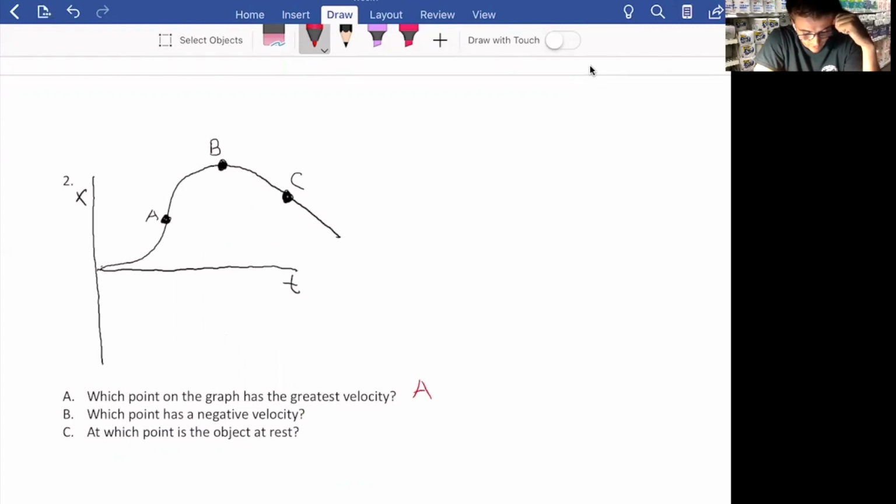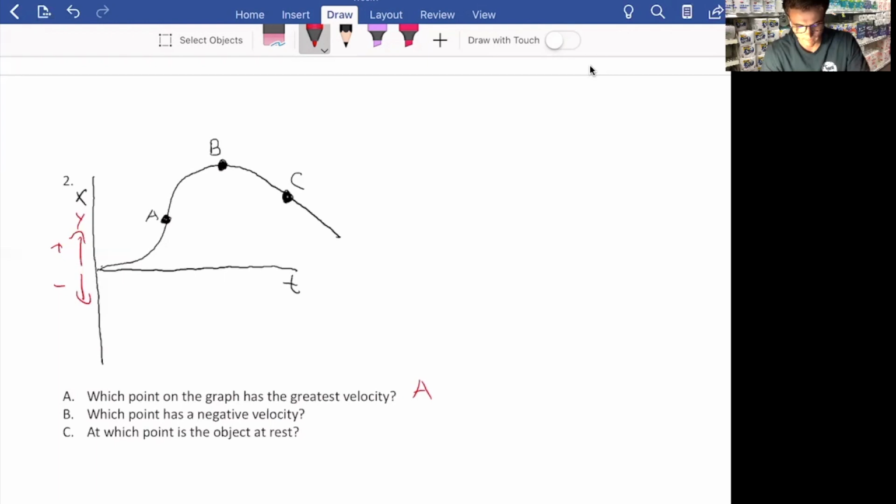And then B, which point has a negative velocity? Well, let's think about it, right? We define the y-axis as going up is positive, going down is negative. So let's look at C. What do we think? Is that a positive or a negative? Would we have a positive or negative velocity at that point? Let's look at the direction, or the slope, of what's going on.